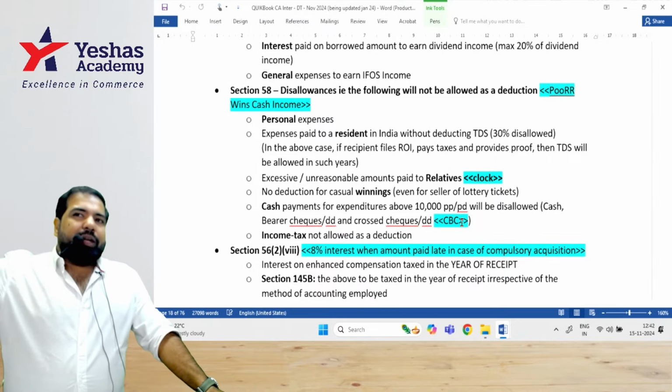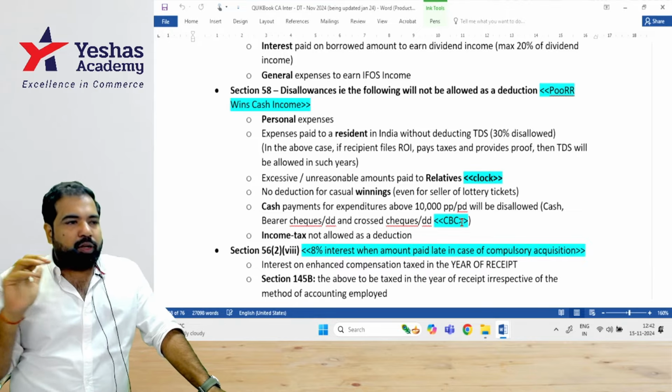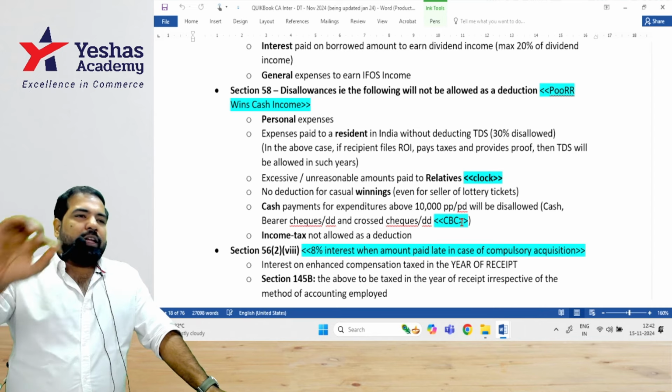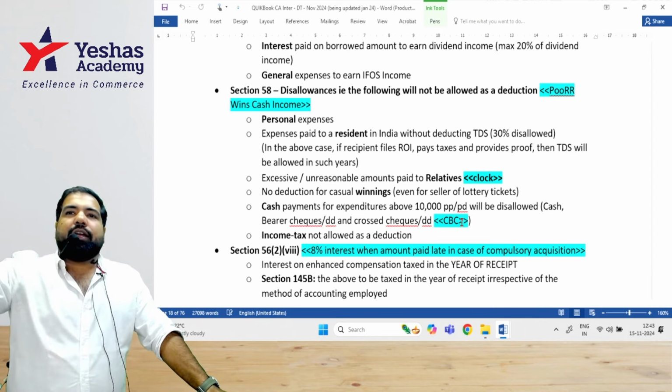I paid someone to repair these ACs, 8,000 in cash, 18,000 in cash. So 10,000 will be allowed, right? Guys, the moment you exceed it, it is fully disallowed.